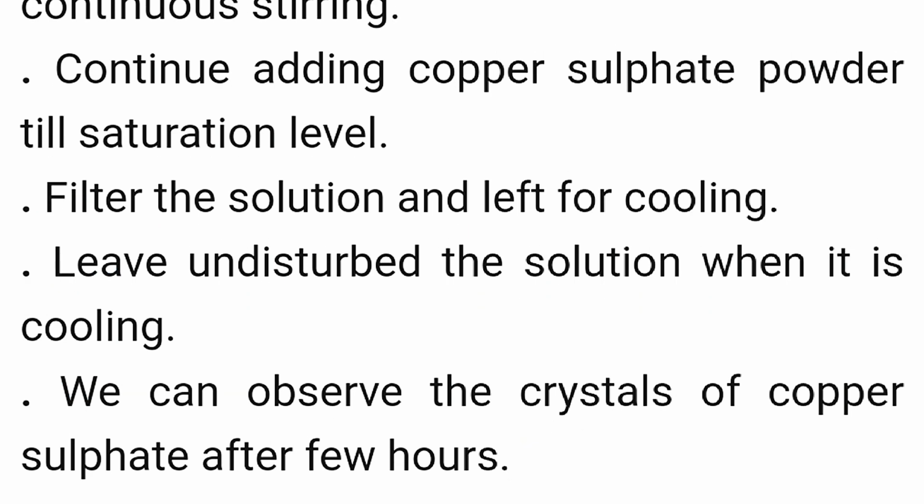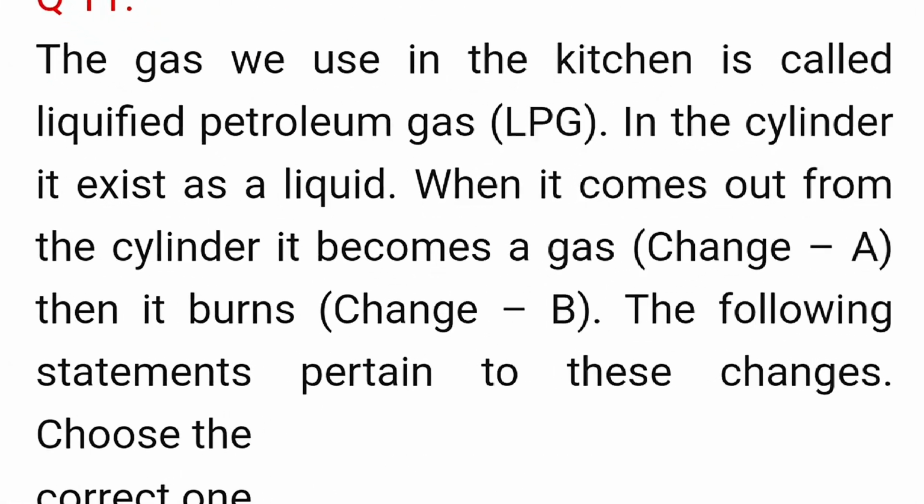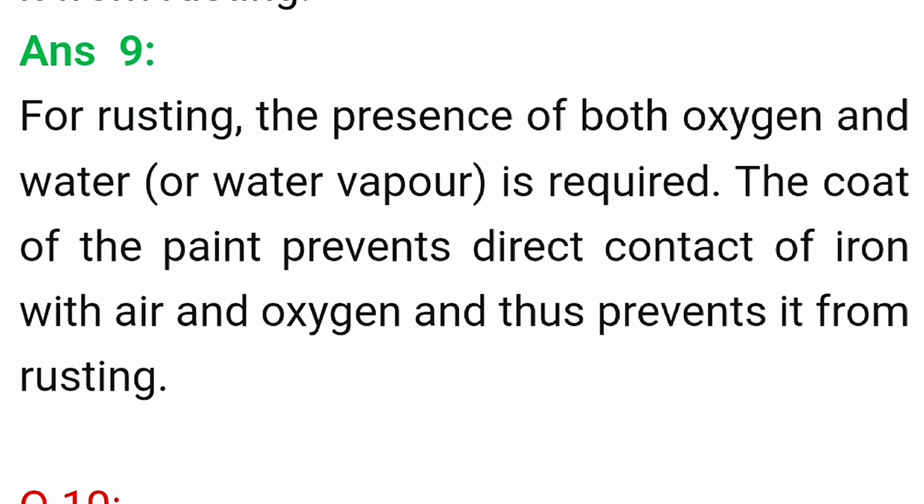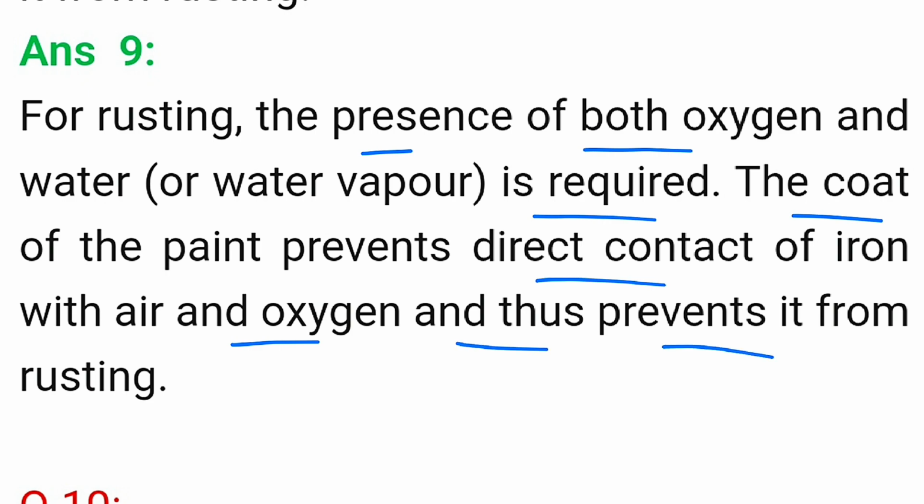So let's see the next question, question number 9. Question is: explain how painting of an iron gate prevents it from rusting. That's the answer. For rusting, the presence of both oxygen and water vapor is required. The coat of paint prevents direct contact of iron with air and oxygen, and thus prevents rusting.